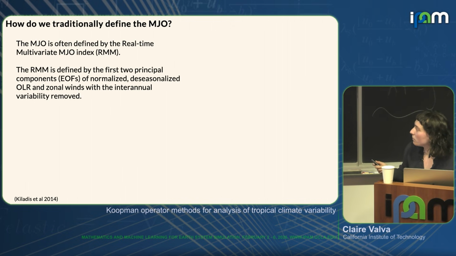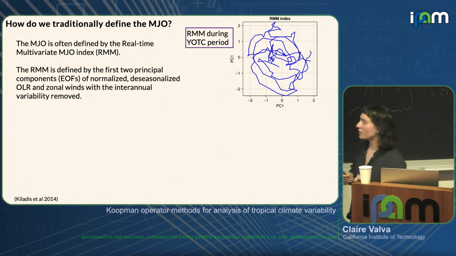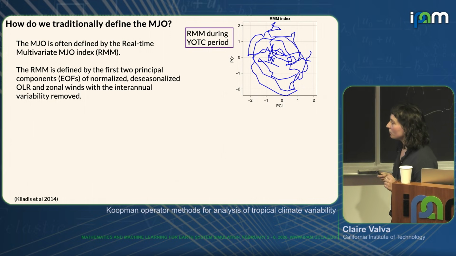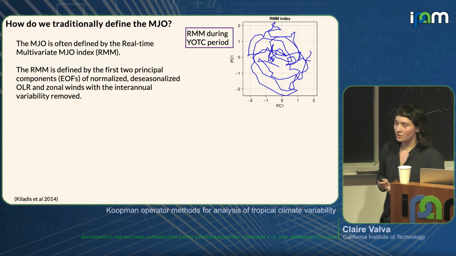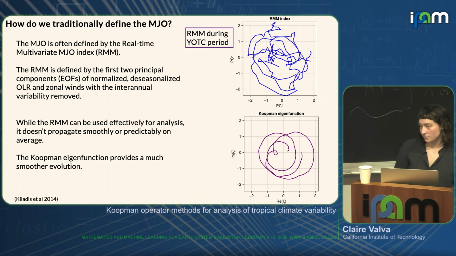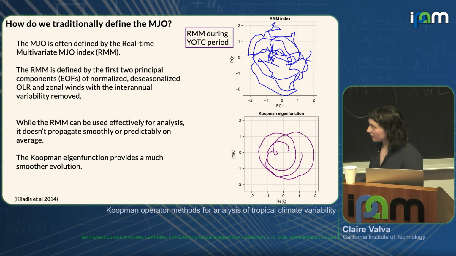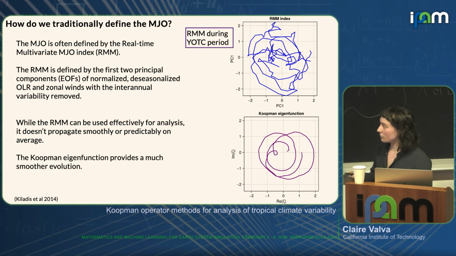subtracting off some means. And over the period that I showed, this is what our index looks like, which I would argue is not very predictable, not very easy to look at. Our Koopman mode is better in this way. It propagates much more smoothly. It's kind of more predictable, generally.